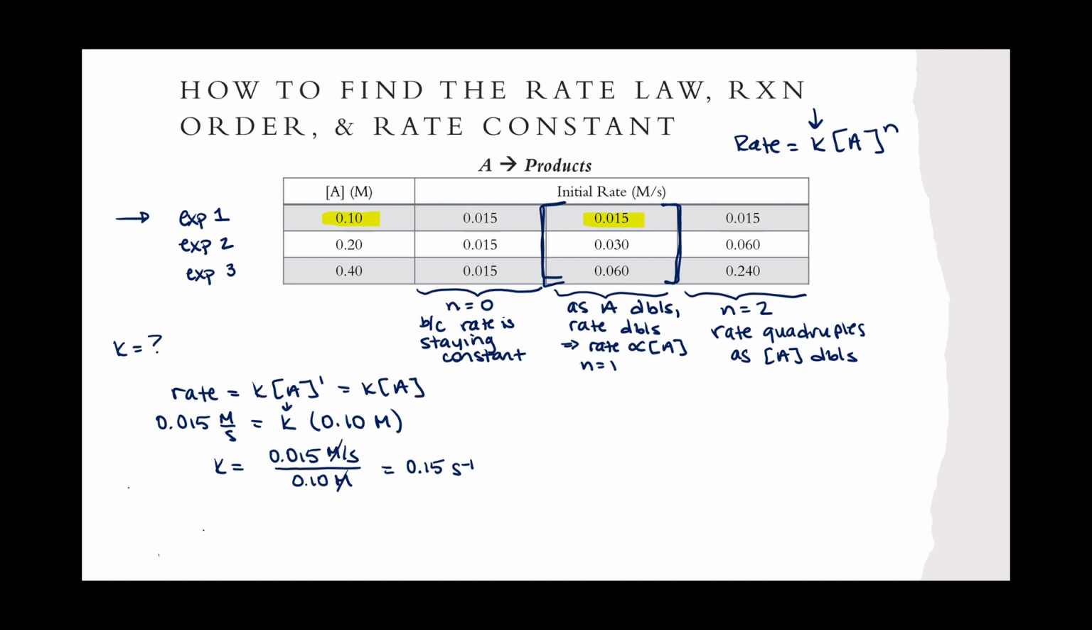If I wanted to check this, I could, and we'll do that. I want to make sure that K is indeed 0.15 inverse seconds. I can solve for a rate, maybe by plugging in the concentration of experiment 2. If I multiply 0.15 inverse seconds by 0.20 molarity, will my rate come out to be 0.030 molarity per second?